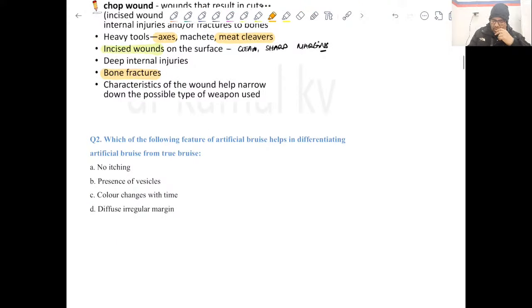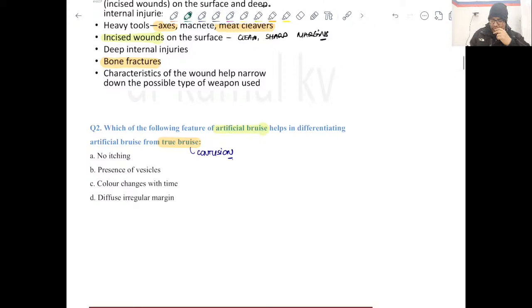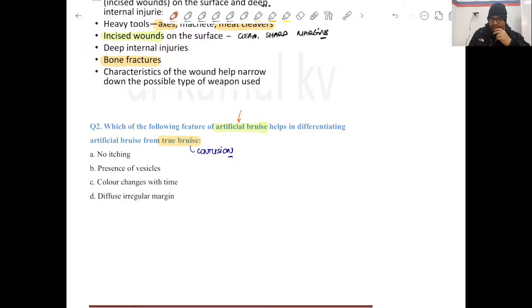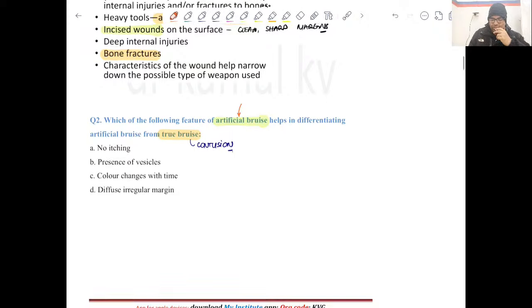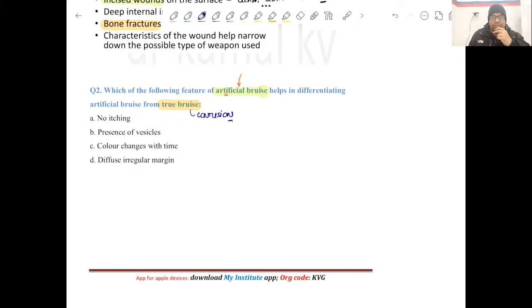Clear? Now, which feature differentiates an artificial bruise from a true bruise? Bruises are also known as contusional injuries, and there is damage to the subcutaneous tissue without any damage to the superficial skin. So the skin is intact, but the underlying subcutaneous tissue is injured. That is a bruise or a contusion. Sometimes a bruise can be inflicted by certain irritant substances just for some motive, and such inflicted bruises are known as artificial bruises.